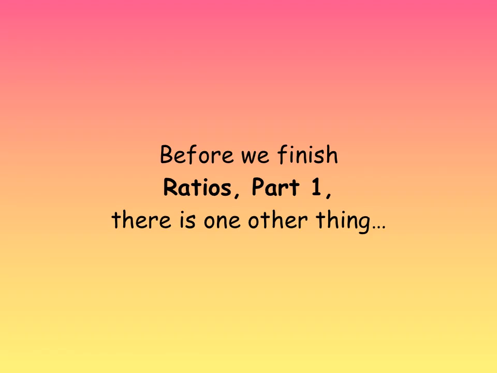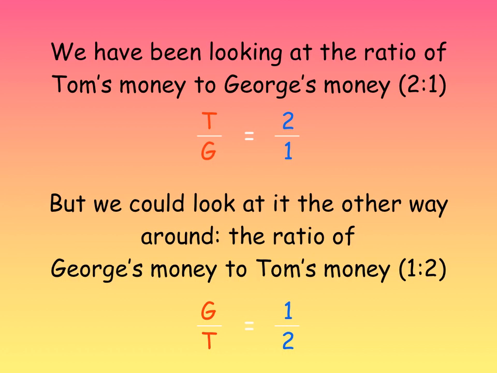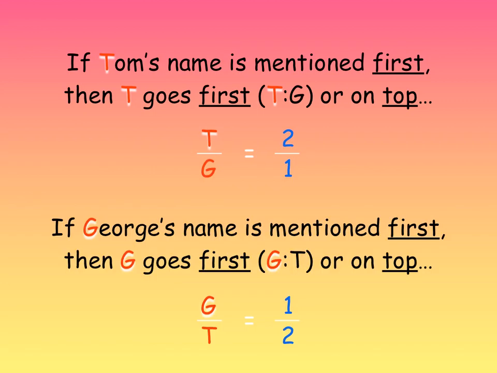Before we finish ratios part 1, there is one other thing. We've been looking at the ratio of Tom's money to George's money, 2 to 1. But we could look at it the other way around, the ratio of George's money to Tom's money, which would be 1 to 2. See, if Tom's name is mentioned first, then the letter T goes first, T then G, or T goes on top and G goes on the bottom. But if George's name is mentioned first, then the letter G goes first, G then T, or G goes on top, T on the bottom.